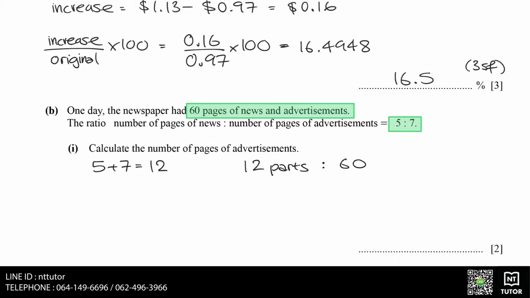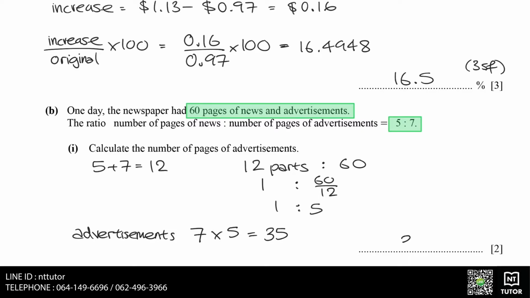If 12 parts is equal to 60, this means that one part must be equal to 60 divided by 12, so one part is worth 5 pages. The ratio of advertisements is 7, so advertisements is 7 parts, so therefore the number of pages would be 7 multiplied by 5 pages per part, which is equal to 35 pages.